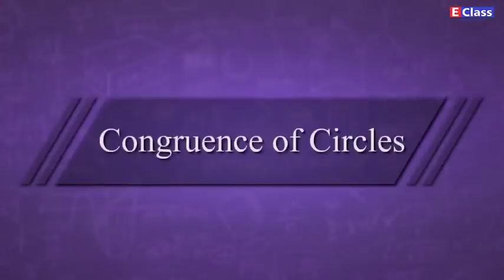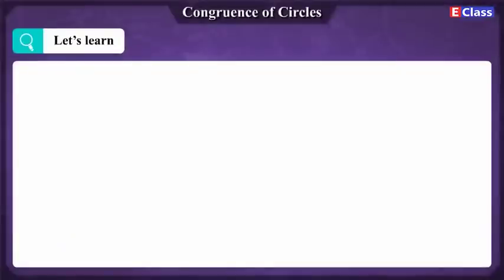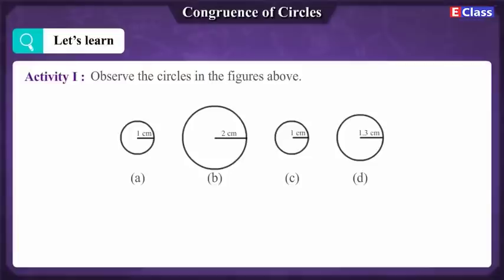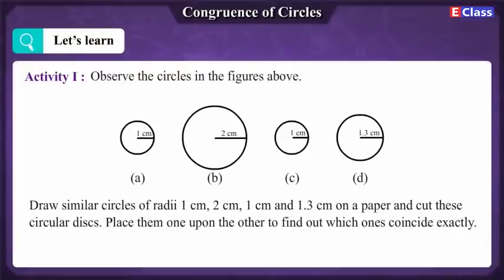Congruence of circles. Let's learn. Activity 1. Observe the circles in the figures above. Draw similar circles of radii 1 cm, 2 cm, 1 cm and 1.3 cm on a paper and cut these circular discs. Place them one upon the other to find out which ones coincide exactly.